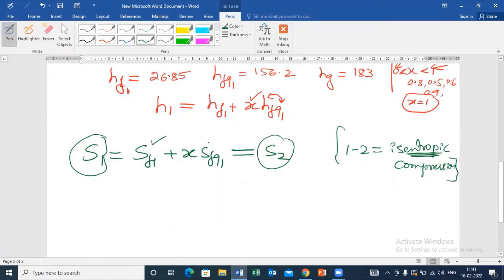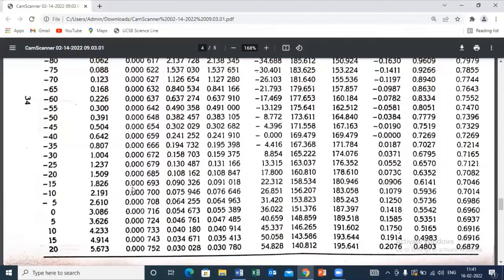Now you need to take SF1 as well as SFG1. So SF1, again it is at minus 10 degrees Celsius, because point number 1 is at minus 10 degrees Celsius. Point number 2 is at 30 degrees Celsius. So for point number 1, again at minus 10, I will note down SF1. Go to the steam table, thermodynamic data handbook. Where is minus 10? It is here. And these three columns are entropy values: 0.01079, 0.5936, 0.7014. First, I will write SF values.